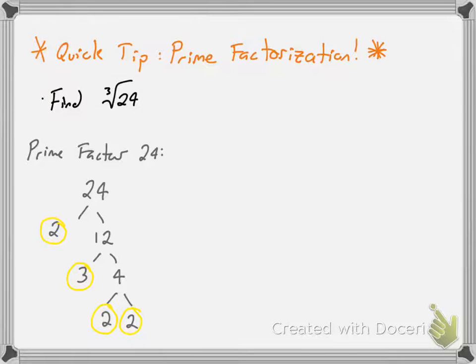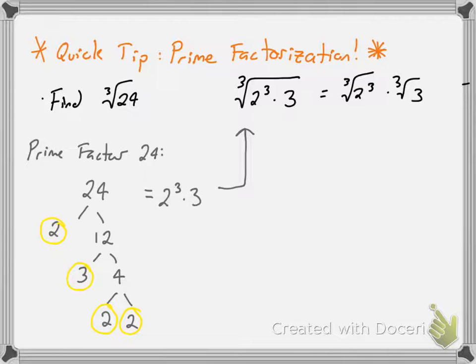So I can rewrite 24 as 2 times 2 times 2 times 3, or 2 cubed times 3. So I found a perfect cube within 24. I'm going to put that back under the radical as the cube root of 2 cubed times 3. I'm going to split that off to see how it breaks down. The cube root of 2 cubed will cancel each other out, so my final answer is 2 times the cube root of 3.